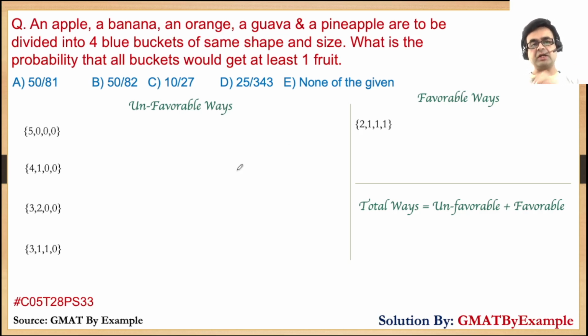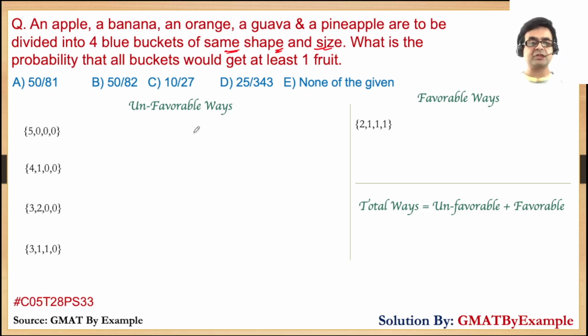Before we get into that, let's look at the question. We have 5 different fruits as we saw, and we have 4 blue buckets of the same shape and size. The same shape and size is the trigger phrase that tells us that all the bins are identical and hence the arrangement within them does not matter. And the ask is for us to find the probability that each one of them has at least one fruit. And there is only one favorable way: one bucket gets two fruits and the rest of them get one fruit each. That's the only favorable way.